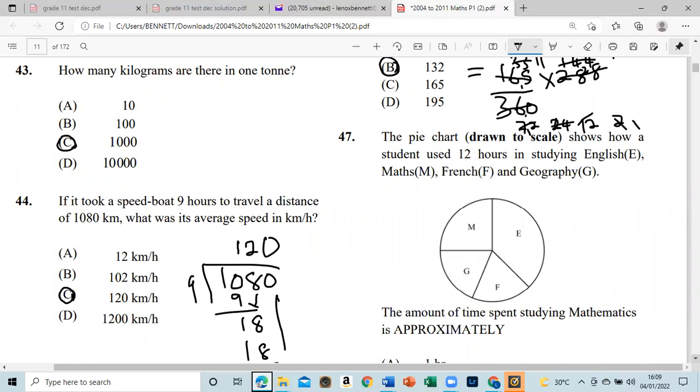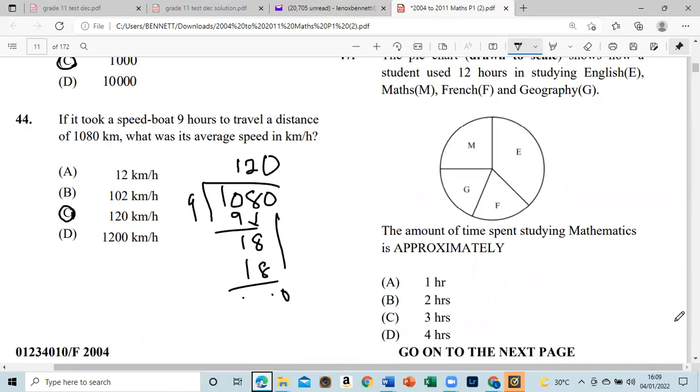The pie chart, not drawn to scale, shows how a student used 12 hours in studying English, math, French, and geography. Okay. So the amount of time spent studying mathematics is approximately 12 hours, right? So then we say English and French, approximately 6 hours, right? Call it. Can be 5 hours, call it. Can be 7. That part is 7 hours, right? But that part is 6. So this is going to make 1. So that are 7 hours.